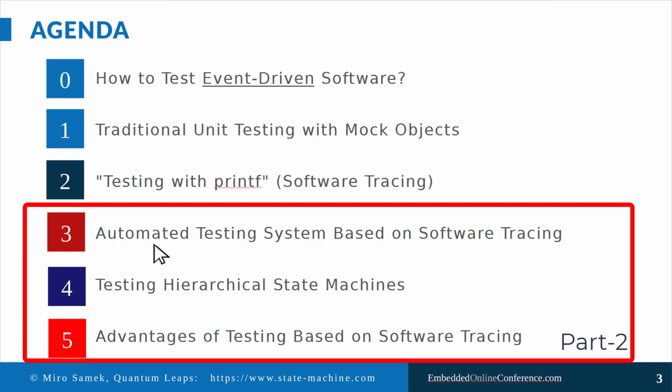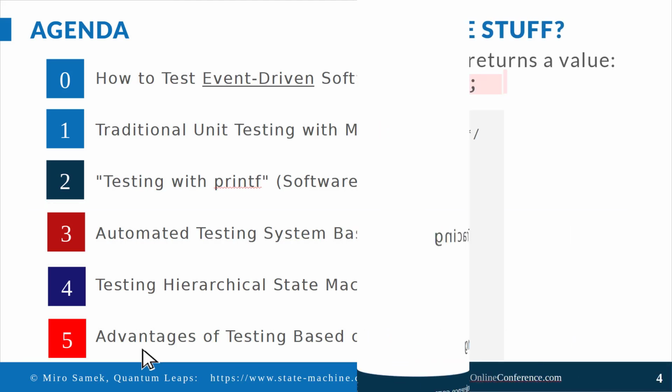After this, I will have everything prepared to demonstrate a truly automated testing system based on software tracing and compare it directly with the traditional mocking approach. I'll then show you how the complete system works for a non-trivial hierarchical state machine. And finally, I'll point out some advantages of the software tracing approach compared to the traditional unit testing.